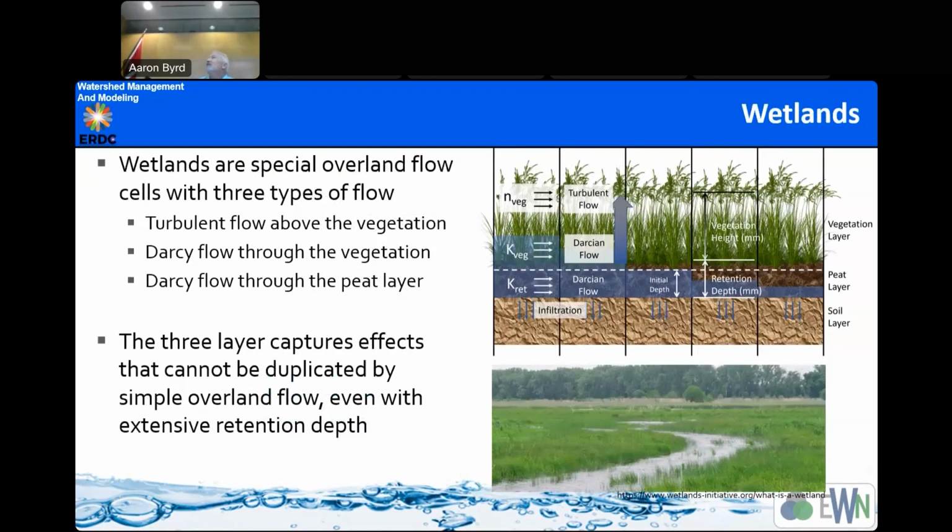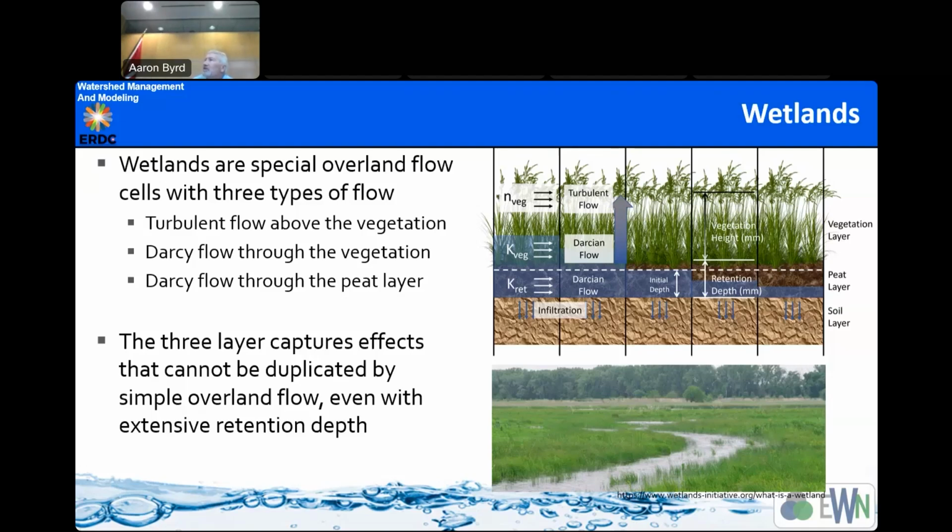So wetlands are a special overland flow cell, and the thing about them is they have three types of flow. You think about a wetland: it's got vegetation, some emergent vegetation, and then some layer of peat at the bottom that the water can actually flow through. When we compute the flow in a wetland cell, you define the vegetation and the peat depth, and then you get three types of flow. You get a turbulent flow above the vegetation, solved with the equations we were just talking about. You get a Darcy flux through the vegetation, just like you would get through groundwater, and then a Darcy flux through the peat layer. So it has a complex flow pattern.